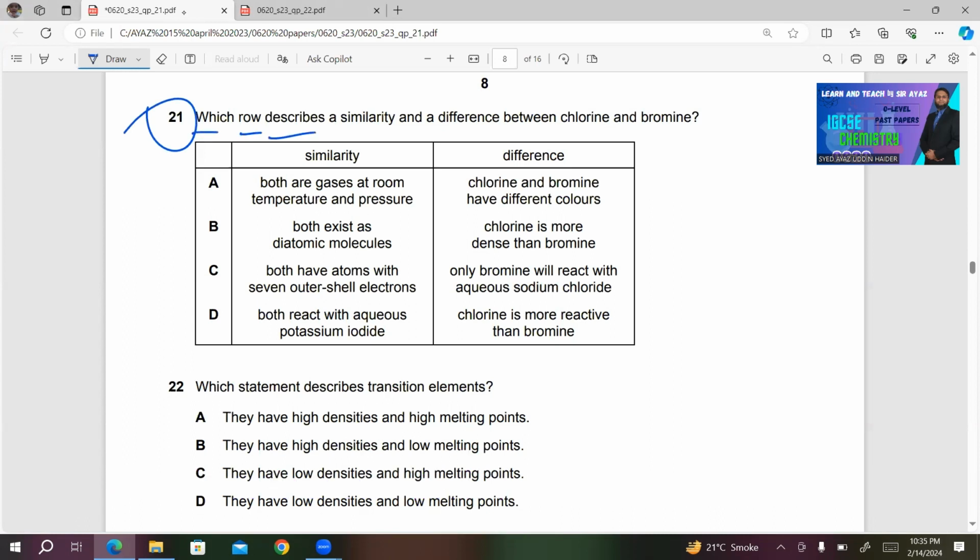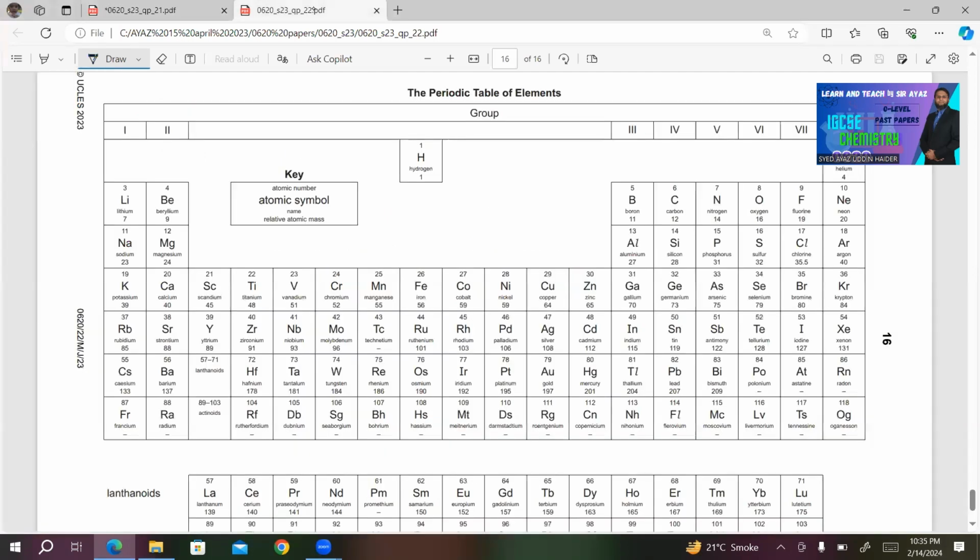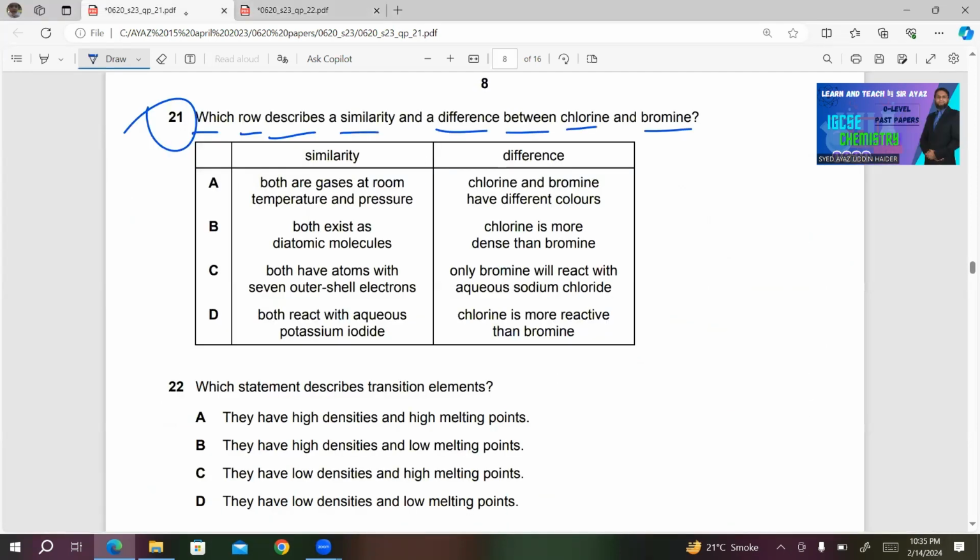Which row describes a similarity and a difference between chlorine and bromine? Chlorine and bromine belong to group 7. This is chlorine and bromine and this is group 7. Choice A. Both are gases at room temperature and pressure. Both of these are not gases at room temperature and pressure. Only chlorine is gas and bromine exists in the liquid state. So A is incorrect.